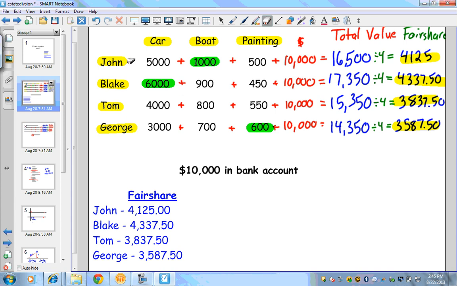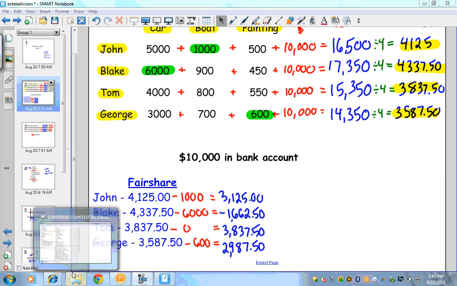If you notice, John had the highest bid on the boat. So what we're going to do is take his fair share and subtract the cost of the boat. Then we're going to take Blake's fair share and subtract the cost of the car. Then notice Tom did not actually win anything, so we're just going to subtract 0. And then George bought a $600 painting, so we're going to subtract that from him. I'm going to do my quick, simple subtraction problems to get to the next step here.